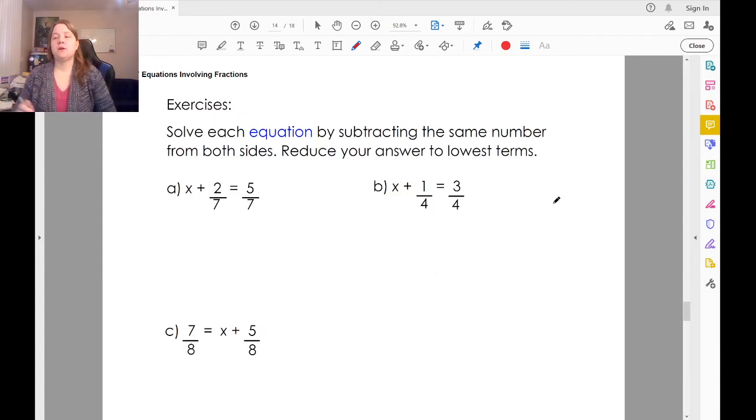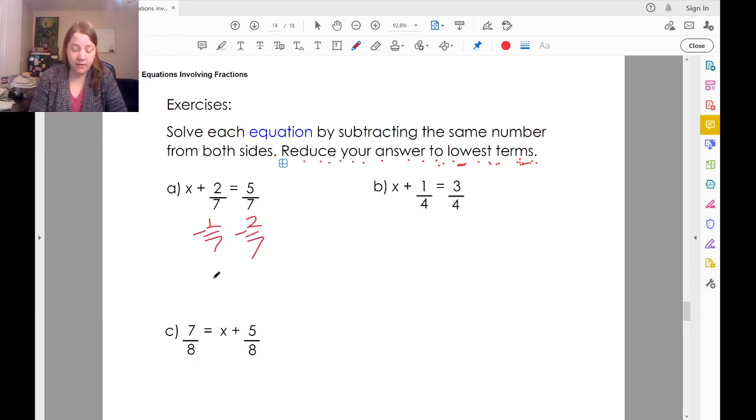So they want us to solve each equation by subtracting the same number from both sides, just like we have before. And then they make sure to say to reduce our answer to lowest terms, which is the simplifying. So let's take a look at this. X plus 2/7 equals 5/7. Well, we know that something plus 2/7 equals 5/7, so let's subtract 2/7 from both sides. That means that x equals 3/7, because 5/7 minus 2/7 is 3/7.